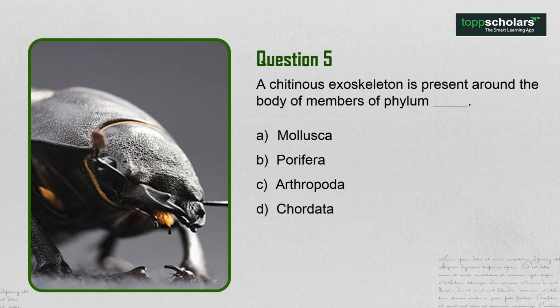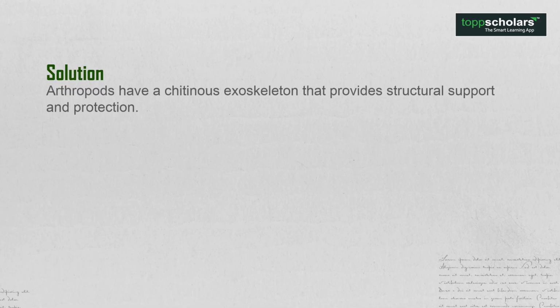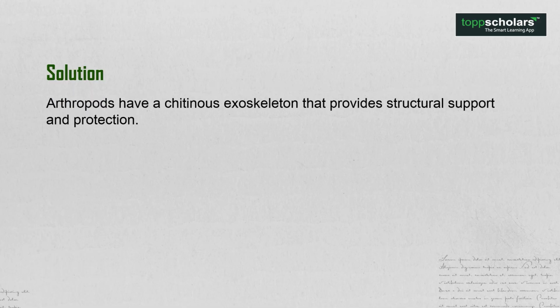Question 5. A chitinous exoskeleton is present around the body of members of phylum. Option A. Mollusca. Option B. Porifera. Option C. Arthropoda. And option D. Chordata. The answer is Arthropoda. Solution. Arthropods have a chitinous exoskeleton that provides structural support and protection.